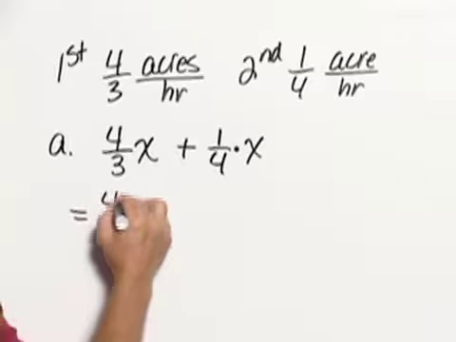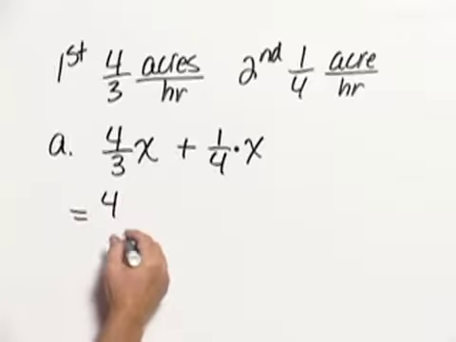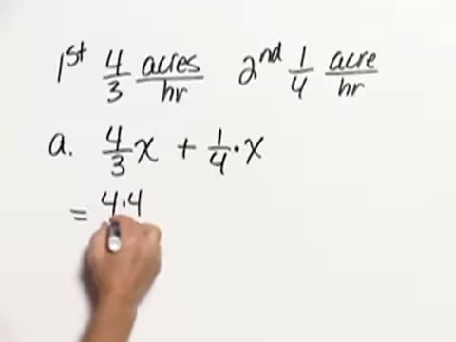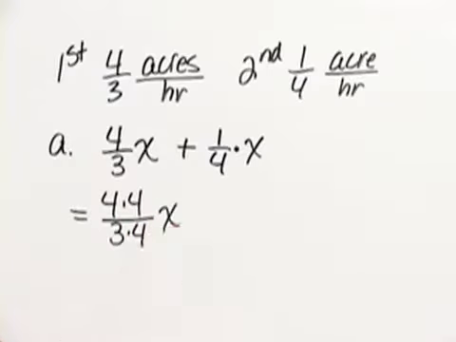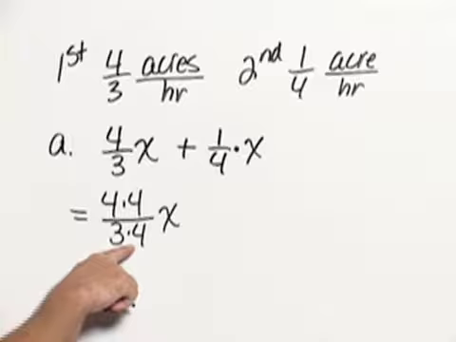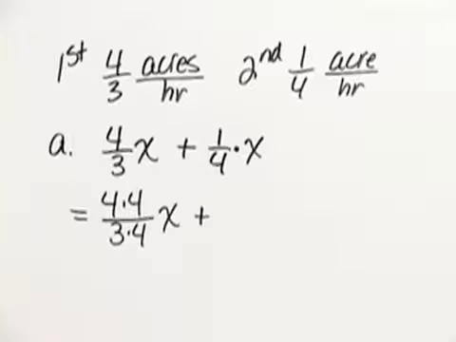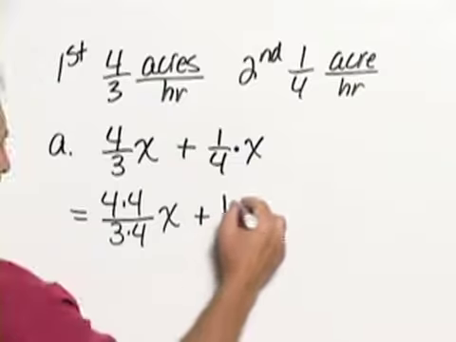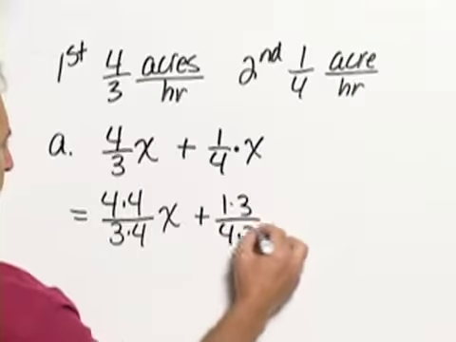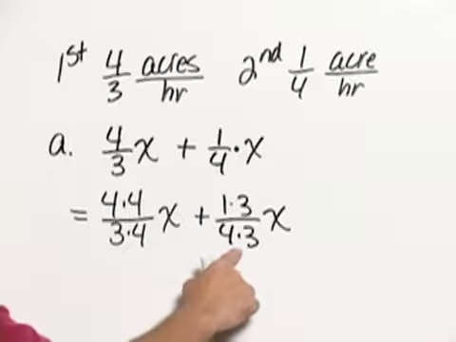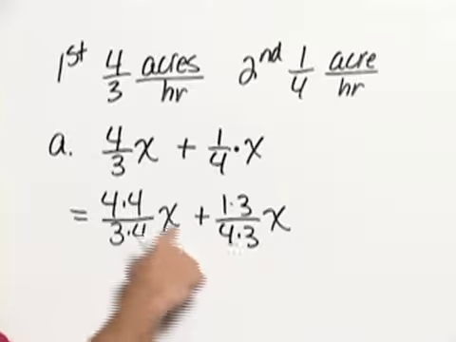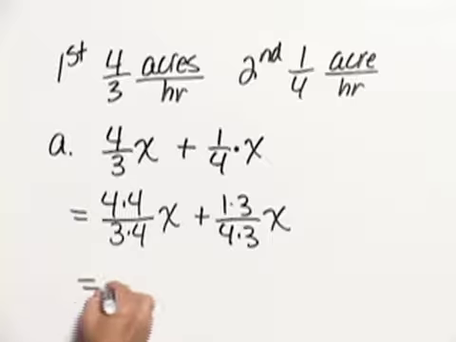That means multiplying this fraction on the top and bottom by 4. So 4 times 4 over 3 times 4, X. That gives us a common denominator of 12 for that fraction. And here we would multiply numerator and denominator by 3. 1 times 3 over 4 times 3, X. That gives us a common denominator of 12 here, so now we can add together the numerators.